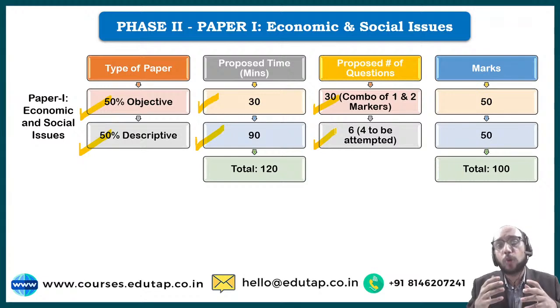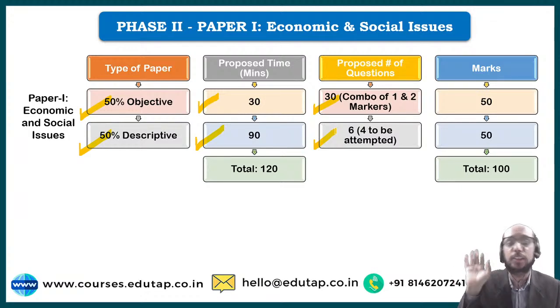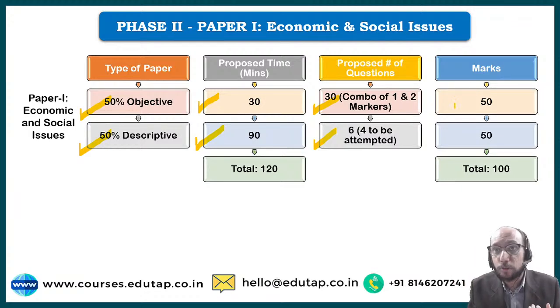sure that out of the 4 questions that you are attempting, at least 1 question is very well written. Hopefully 2 questions are very well written. I'll pray that at least 3 questions are very well written, and you pray that all 4 questions are very well written. Out of this 50 marks, stay above average. Whatever is the average, stay above average.